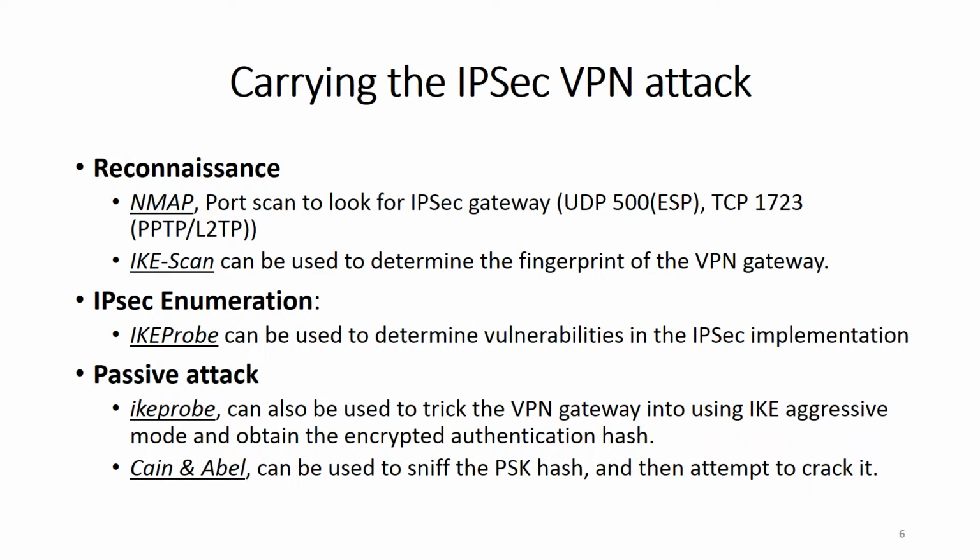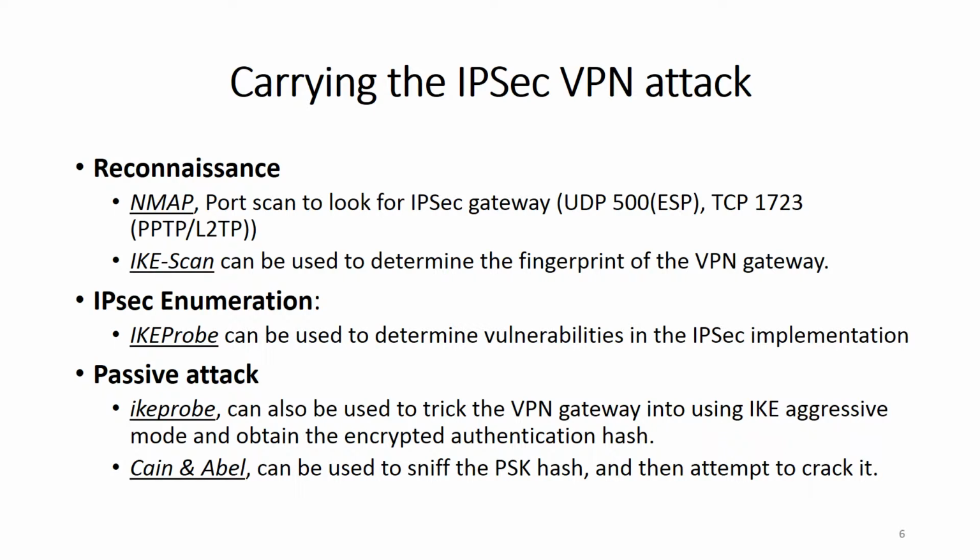Some tools I've used here are probably Nmap. You can do port scanning with that. IKE Scan, a Windows tool that I found, can fingerprint the VPN gateway. It tells you that it's a Cisco, it's ScreenOS, it's Juniper SRX, and so on. It gives you good information about that.